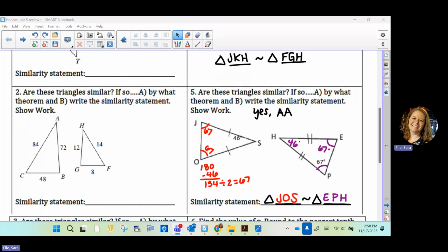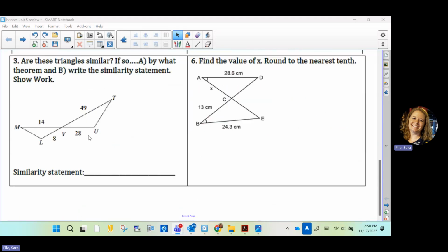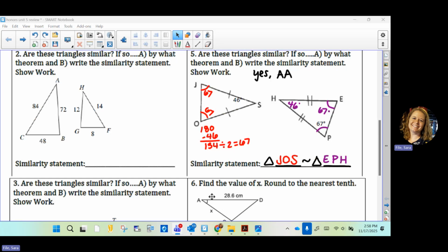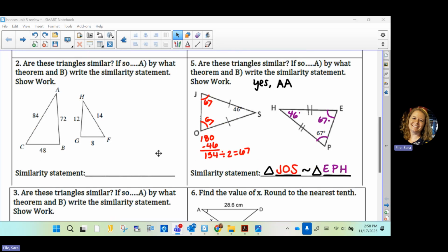Honors review for Unit 5. It is going to be super short because there were just 3 questions that didn't get answered in one of my 3 classes. So it's 2, 3, and 6. Number 2 says, are these triangles similar? If so, by what theorem? And give the similarity statement.